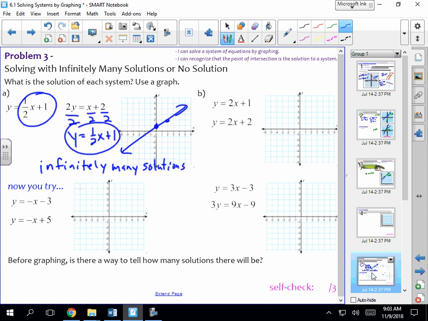And this one up here is already in slope-intercept form. They do have different y-intercepts. One at 1, then you go up 2 over 1, up 2 over 1. Unfortunately, they're really close together, but they do not cross. The other one is up at 2, and then up 2 over 1. Very close together, but they are parallel. So this is the no solution case.